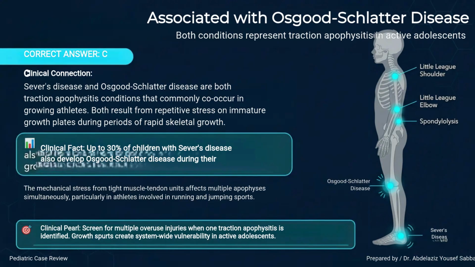Sever's disease and Osgood-Schlatter disease are both traction apophysitis conditions that commonly co-occur in growing athletes. Both result from repetitive stress on immature growth plates during periods of rapid skeletal growth. Up to 30% of children with Sever's disease also develop Osgood-Schlatter disease during their growth spurt years. The mechanical stress from tight muscle tendon units affects multiple apophyses simultaneously, particularly in athletes involved in running and jumping sports. The clinical pearl: screen for multiple overuse injuries when one traction apophysitis is identified. Growth spurts create system-wide vulnerability in active adolescence.